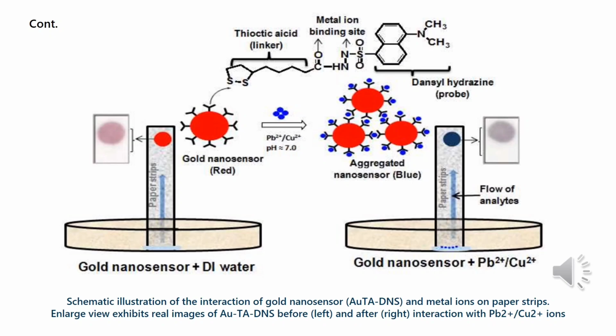Copper and lead ions bind to the binding sites on the nanosensor. The color of the nanosensor changes from red to blue, and in this way the nanosensor detects copper and lead ions. Secondly, the fluorescence of dansyl hydrazine is quenched. So this nanosensor works by a turn-off fluorescence detection system.